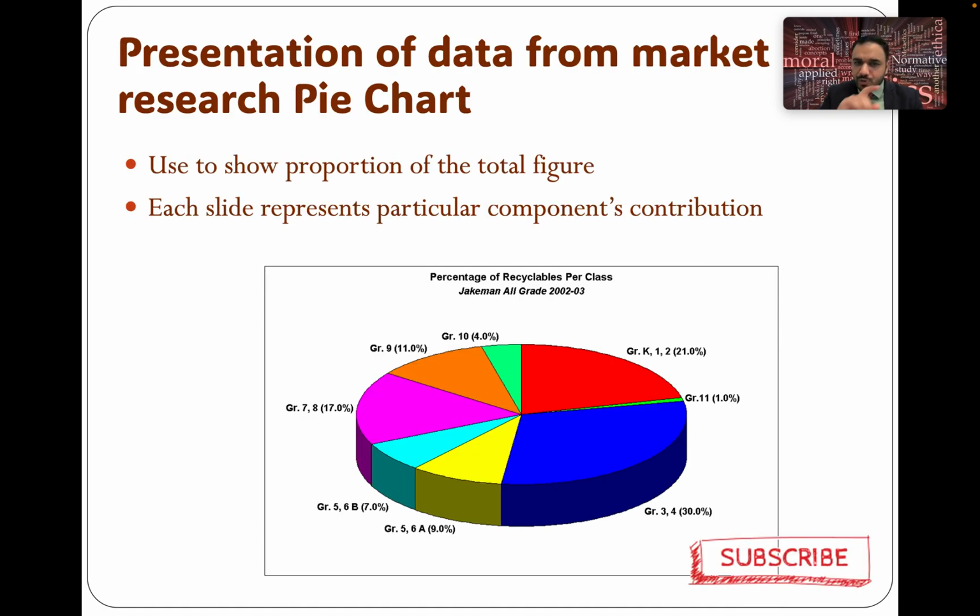Use the information on the pie chart to show proportion of the total figure. Each slice represents particular components or contributions. Here we can see we have the pie chart. On the pie chart we can have different grades: grade 9, grade 10, 11, 12, grade 5, all the percentage of recyclables per class. So all grade information is given, so you can see which grade is using more percentage of the recyclables.